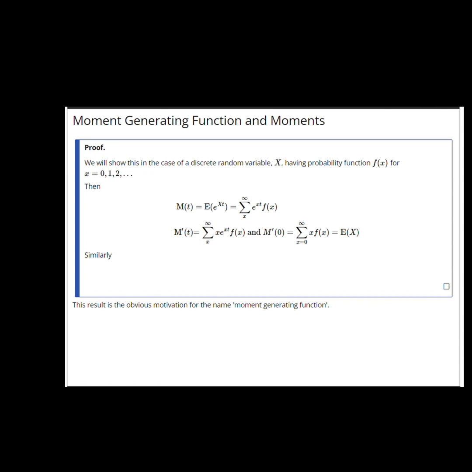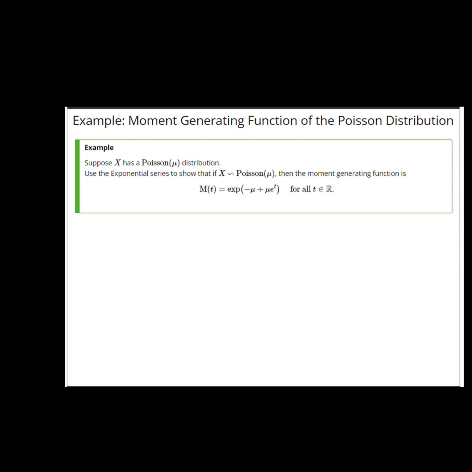Moment-generating function for the Poisson distribution. Let's proceed to calculate a few of the standard moment-generating functions, the Poisson being the first. I'd like to show that the moment-generating function takes the form e to the minus mu plus mu e to the t, but I also want to use the moment-generating function to find the expected value and the variance of a Poisson, something for which we already have a formula, in fact.